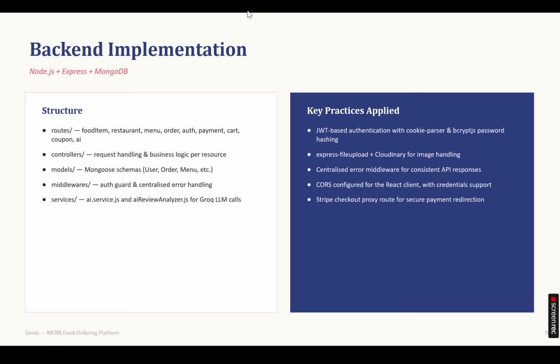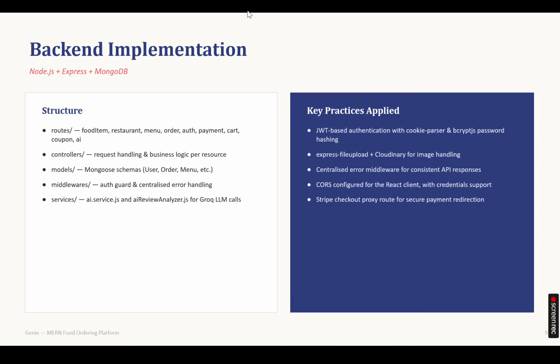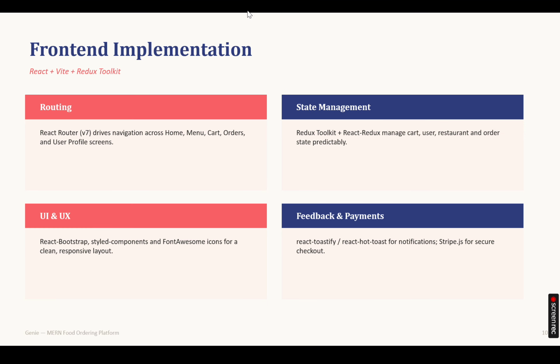Grok API. On the practices side, I implemented JWT based authentication with a cookie parser and bcrypt.js for password hashing. I used Express file upload with Cloudinary for image handling, built centralized error handling middleware so my API responses stay consistent, configured CORS properly for my React client with credentials support, and added a Stripe checkout proxy route to handle payments securely.